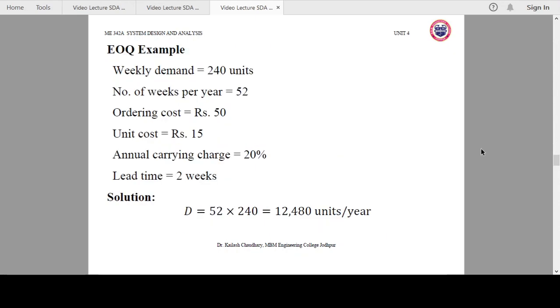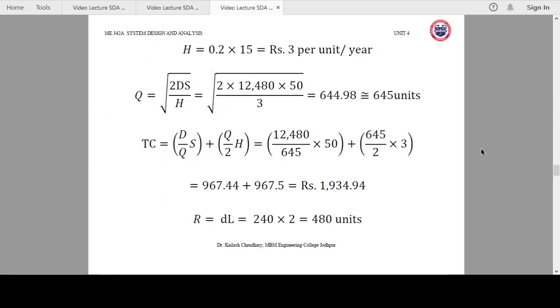So here is an example where weekly demand is 240 units. Number of weeks, ordering cost, unit cost, and annual carrying cost are shown, and lead time is 2 weeks. Using these parameters, we first calculate the annual demand, then we calculate the holding cost or carrying cost. Then according to this we calculate the economic order quantity Q we need to order, and depending on Q, H and S, we calculate the total cost we need to pay for this economic order quantity. So first we calculate the quantity we need to order, then we calculate the total cost related to that quantity, and that gives you this cost.